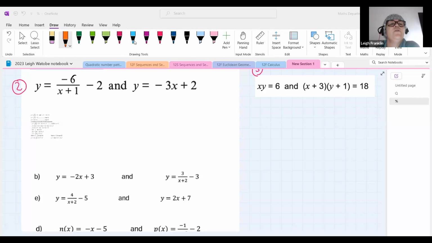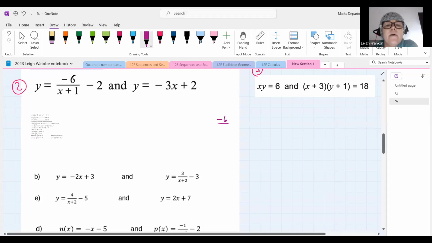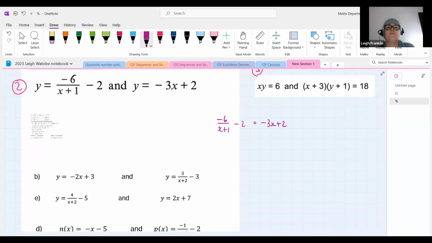Okay, Letty, that's fine. You're stuck on the third one. Let's just do the second one quickly then, and then we can talk about the third one. Okay, so you've got -6 over x plus 1 minus 2 equal to minus 3x plus 2. So we're going to transpose the -2. And that would give us +4 on this side, right?